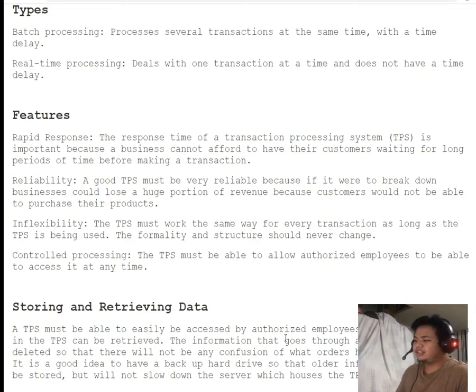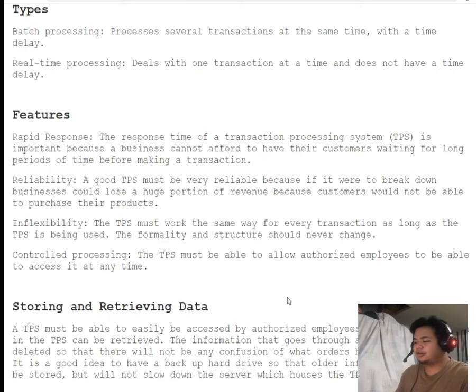The third one is inflexibility. The TPS must work the same way for every transaction as long as the TPS is being used. The formality and structure should never change. So the last one is controlled processing. The TPS must be able to allow authorized employees to access it at any time. So more like a multi-user.